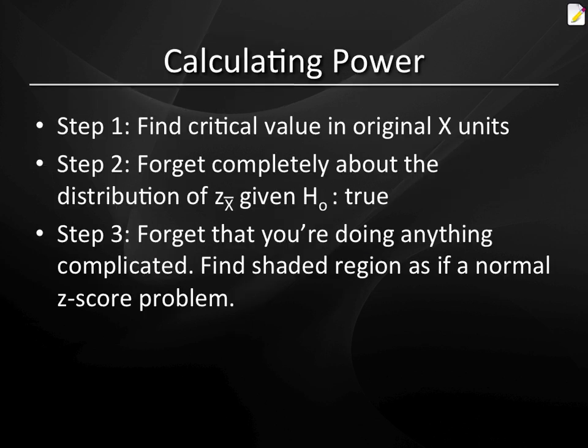All right, so what we've done, again, is find the critical values in terms of x units, forgetting completely about the distribution of z sub x bar if the null is true, and really forget that you're doing anything complicated. Just do this as a normal z-score problem.